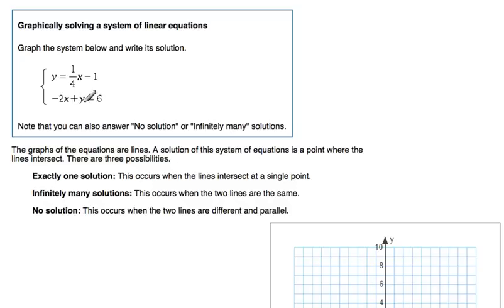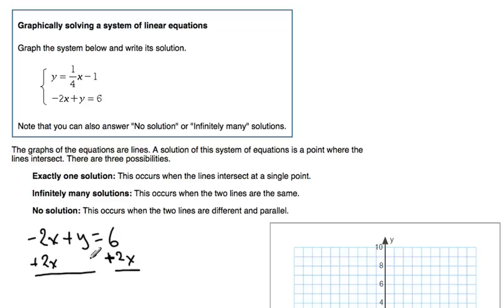The first thing you should notice is that one equation is in slope-intercept form, and the other equation is not in slope-intercept form. So what we'd like to do is first get negative 2x plus y equals 6 in slope-intercept form. It's pretty easy to do. We have to get y by itself. This negative 2x, we want to move it to the right side. In order to do that, we can add 2x to both sides.